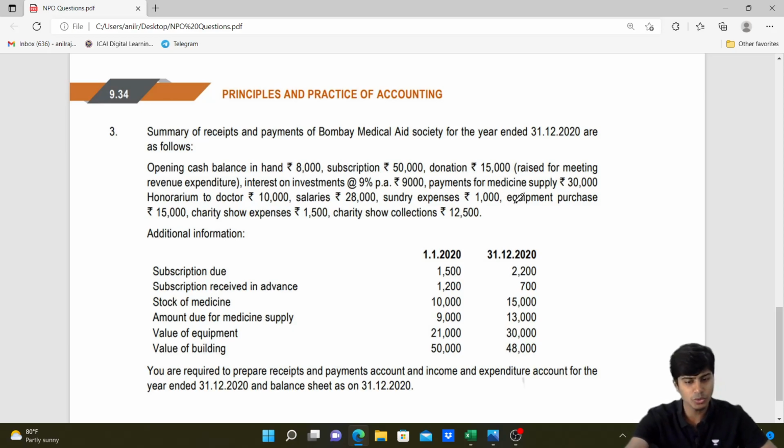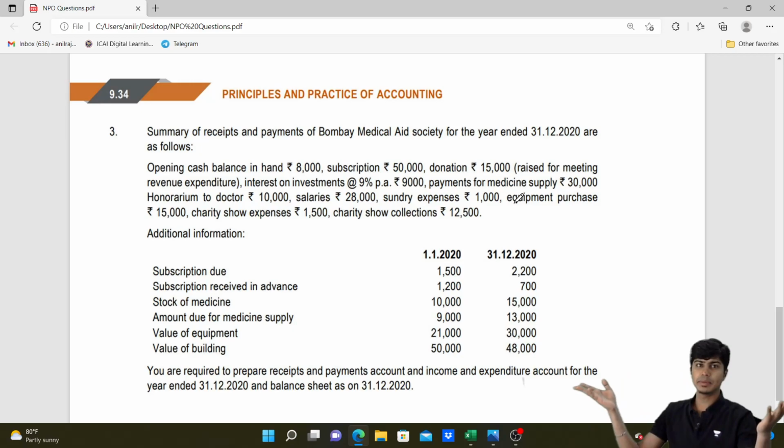Then we have charity show expenses. Two kinds of treatment can be done to this. The first is we can write charity show expenses as a deduction from our charity show collections on the income side of income and expenditure. The other way is to write charity show expenses on the expense side and charity show receipts or collections on the income side. You can either net it off and then write, or show them separately.